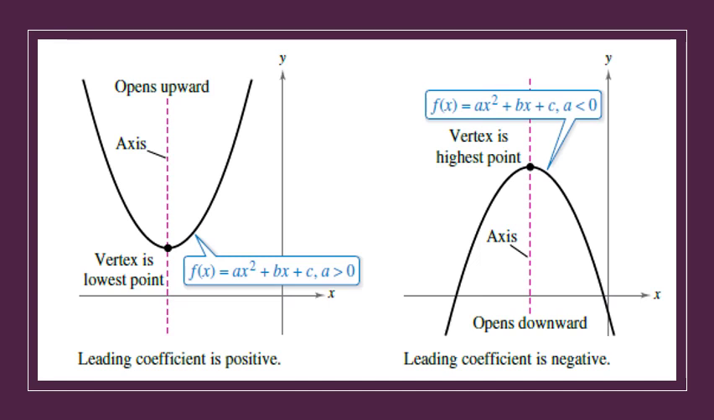On the left and the right graph, notice there's a red dotted line. That's our axis of symmetry. And the axis of symmetry divides the parabola in two equal sections that are basically mirror images of each other.